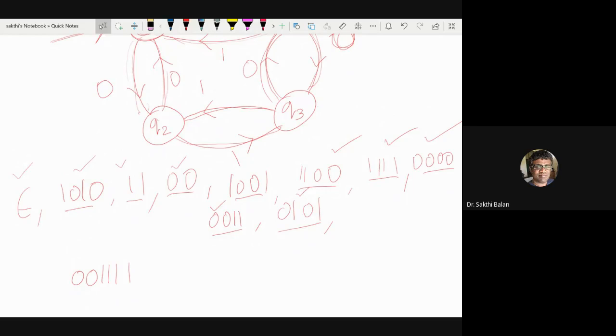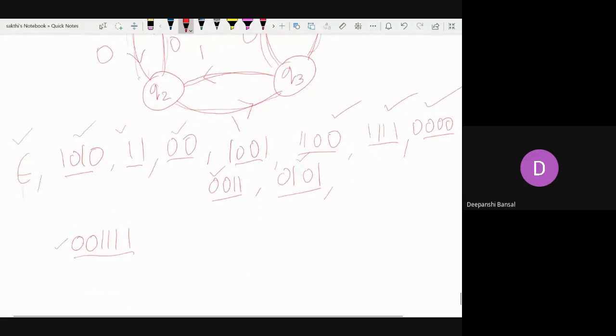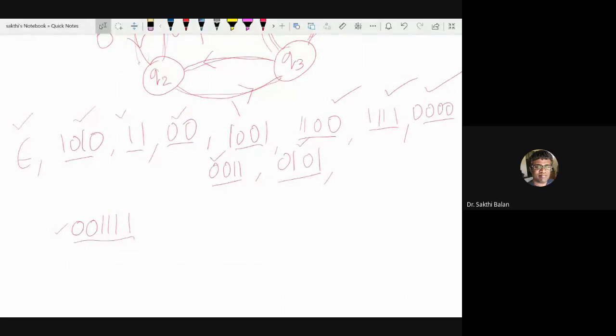What is that? So even number of zeros and ones. Even number of zeros and even number of ones. That is what it will be accepting. Okay. So the language will accept even number of zeros and even number of ones.